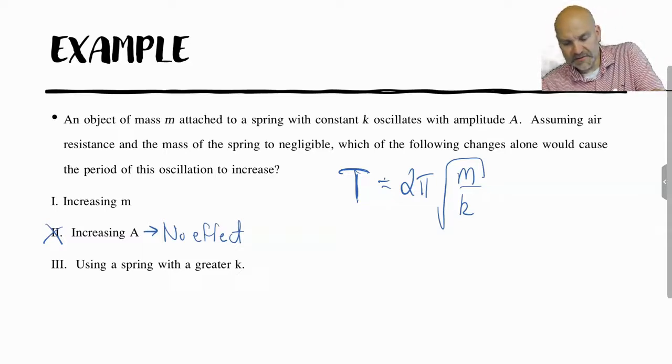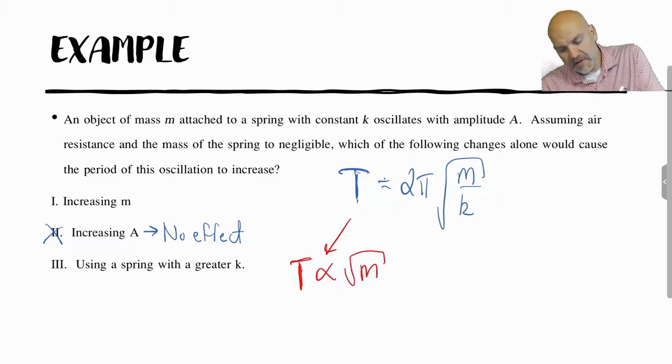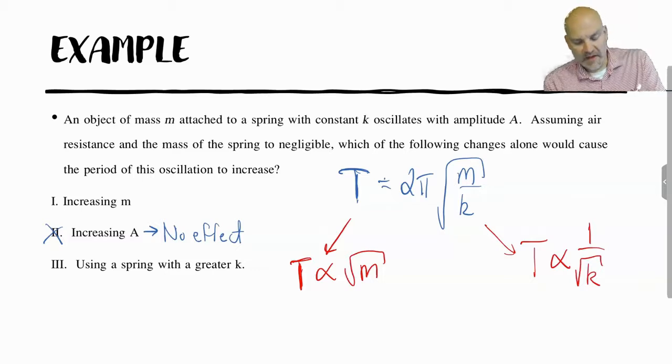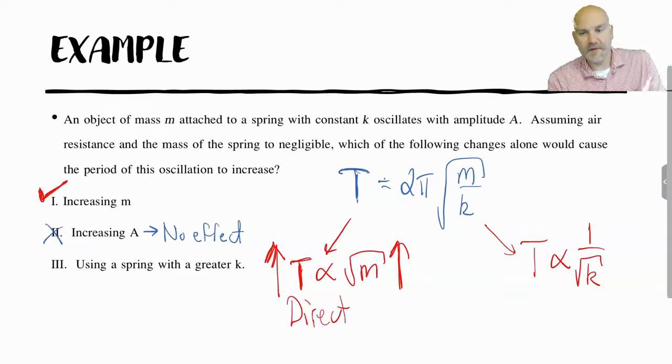If we look at the relationships, T is directly proportional to the square root of m, and T is directly proportional to 1 over the square root of k. Note that mass and period have a direct relationship, which means if I increase the mass, I increase the period. So that's a good answer.